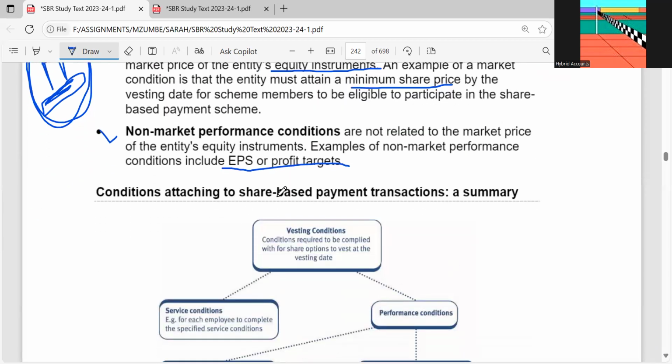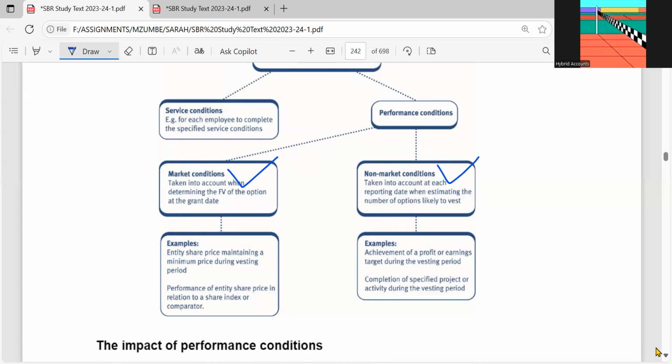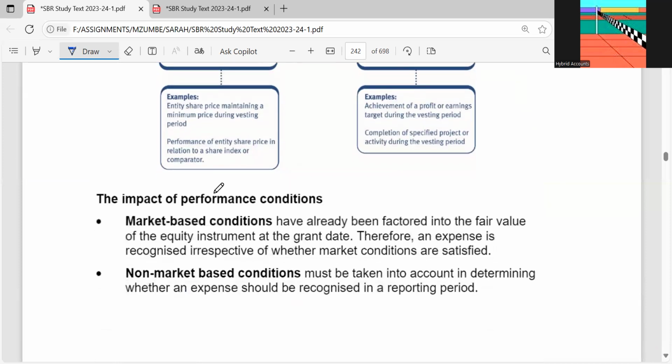Conditions attaching to share-based payment transactions. This is a summary. You can have service conditions, which you have seen, but we can also have market conditions or non-market conditions. This doesn't matter much. We need to know the impact. This is what I was speaking of now. What should you do? If you break the market conditions, should we consider them or not?